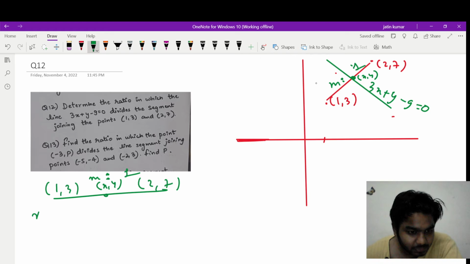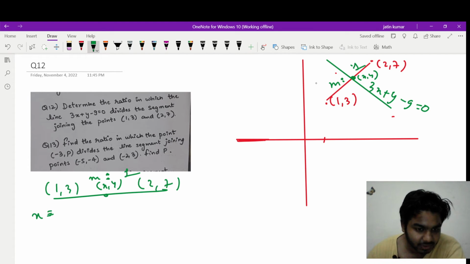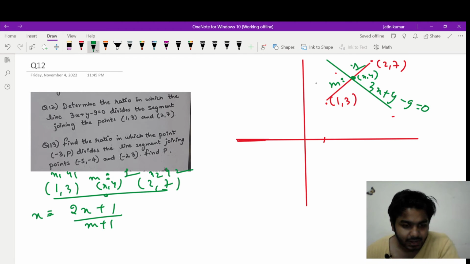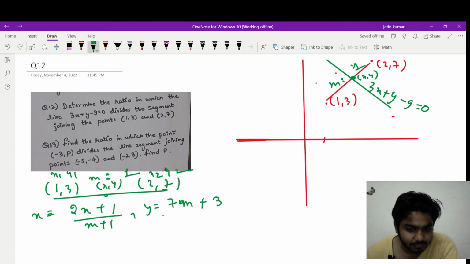By the section formula, x is equal to m x2, so I am directly applying the formula, not writing it. In the examination you will write it. So x1, y1, x2, y2: m x2, that is 2m, plus n x1, that is 1, upon m + 1. And the y coordinate will be m y2, that is 7m, plus n y1, that is 3, upon m + 1. So we have got x, we have got y.